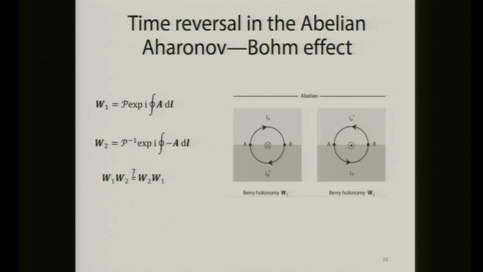So let's examine what the time reversals are in those non-Abelian AB effects. Okay, so in the Abelian version, you have this loop operator defined by these path integrals, and you can time reverse these path integrals by reversing both the ordering as well as the gauge field, because both momentum and vector potential are odd under time reversal. And you can find that W1 and W2, the two operators, both generate e to the i gamma, the Berry phase. So therefore, they are readily commutative.